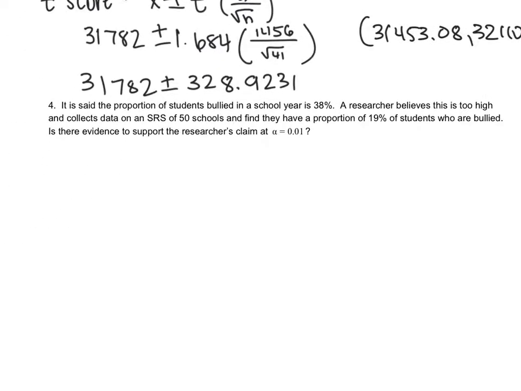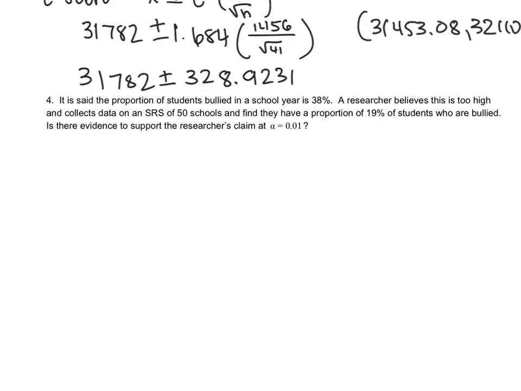Our last problem says, it is said the proportion of students bullied in a school year is 38%. A researcher believes this is too high and collects data on an SRS of 50 schools and finds they have a proportion of 19% of students who are bullied. Is there evidence to support the researcher's claim at alpha equals 0.01? So this is an example of a hypothesis test. So first thing, we want to write our hypothesis. So our null hypothesis, remember, is always equal to our population. So my proportion population is 0.38. My alternative is based on what the claim is, and our researcher believes it's too high. So the alternative is that the proportion is less than 0.38.